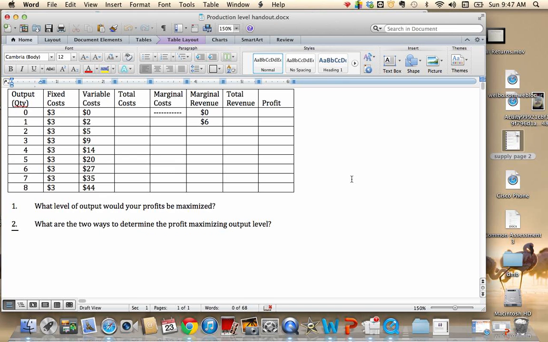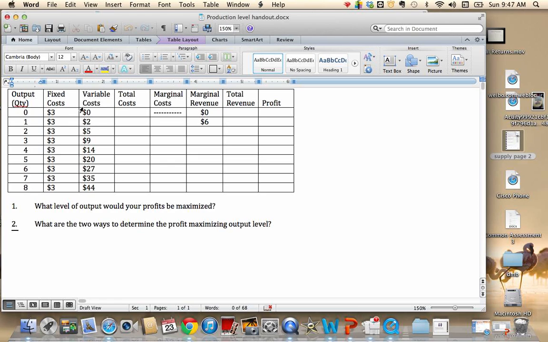And the other side of your test is going to look just like the Agenda A and the Agenda B from the handout that we did last week. So you're going to have to calculate your total cost, marginal cost, total revenue, profits, all of those columns.